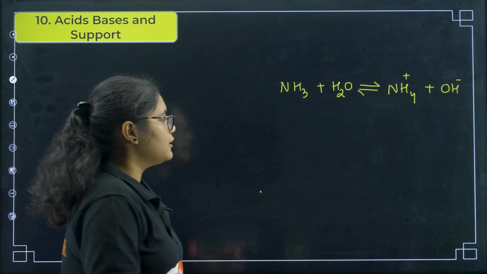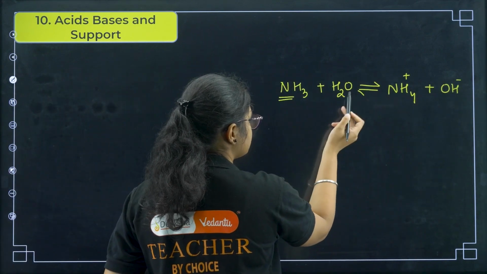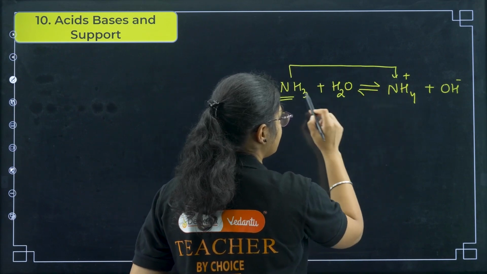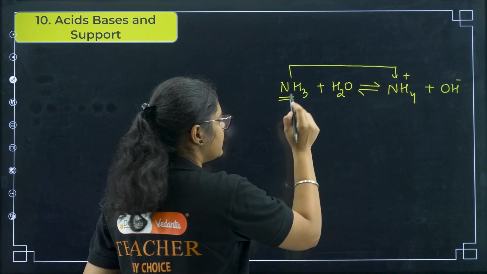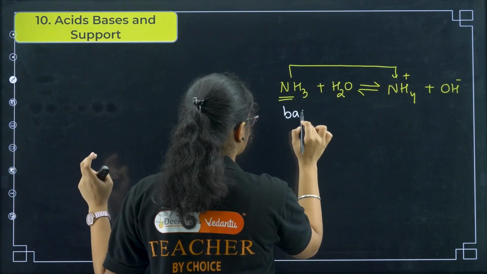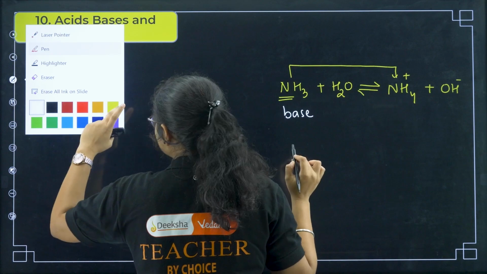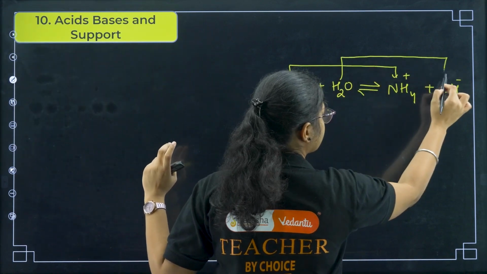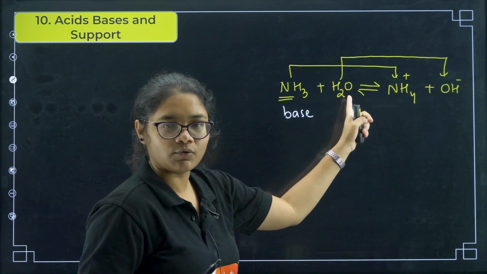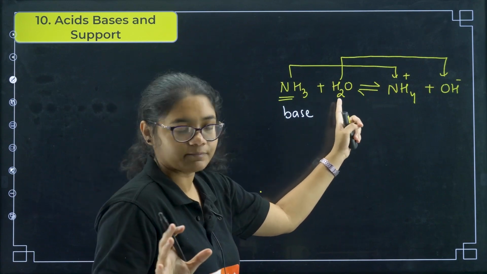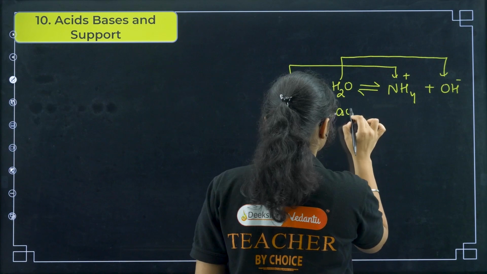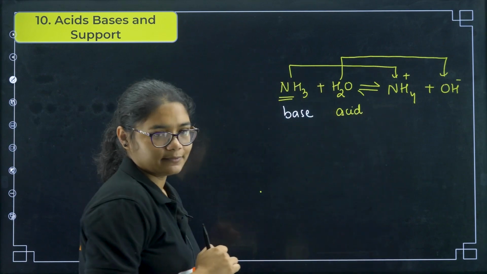Now let us find the acid base pair here. What is NH3 doing? NH3 is accepting a proton, right? NH3 to NH4 plus, it has accepted a proton. If it is accepting a proton, then it will be a base, right? Now from H2O to OH minus, there is a loss of hydrogen. So H2O is losing a hydrogen, and if it is losing a hydrogen, it will be an acid.